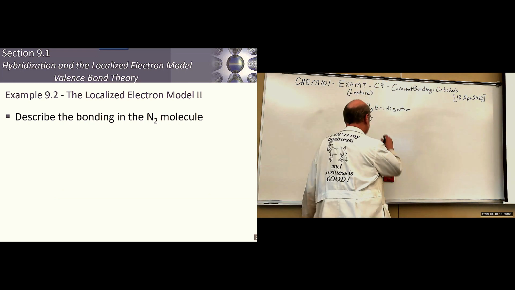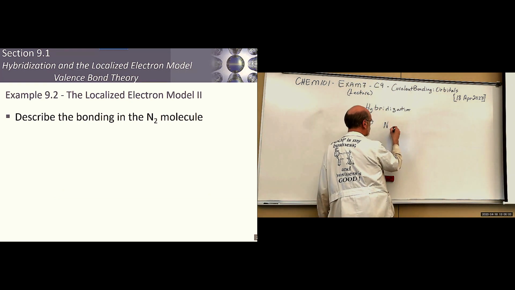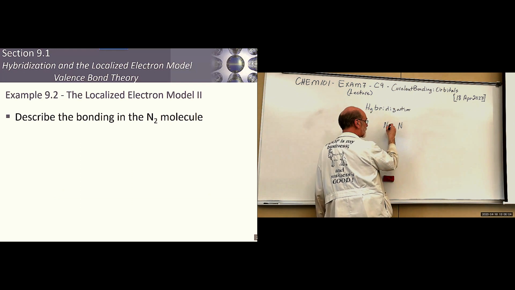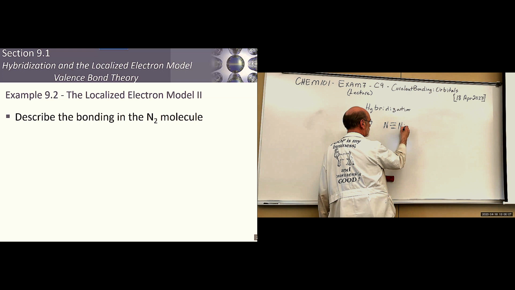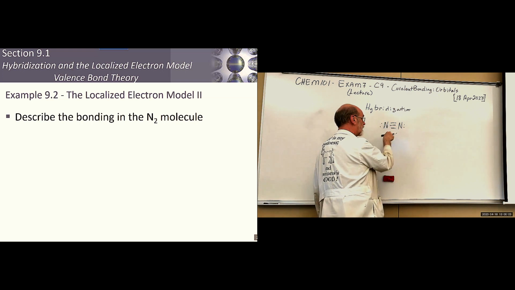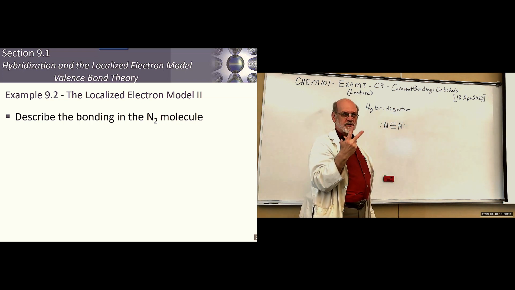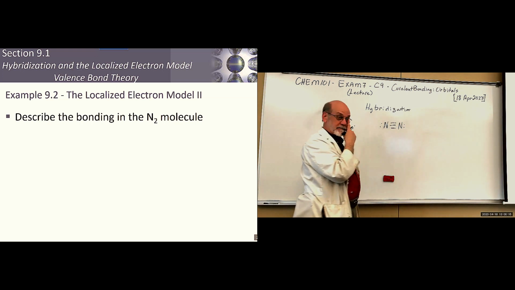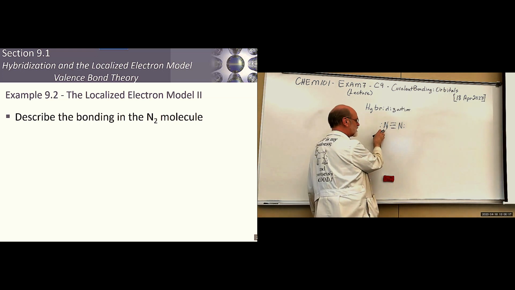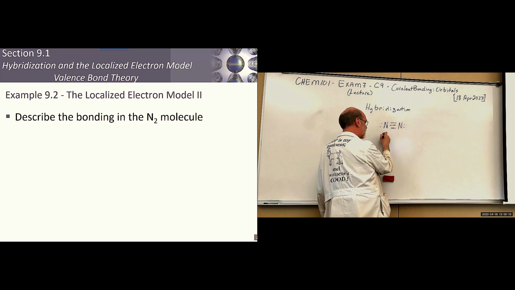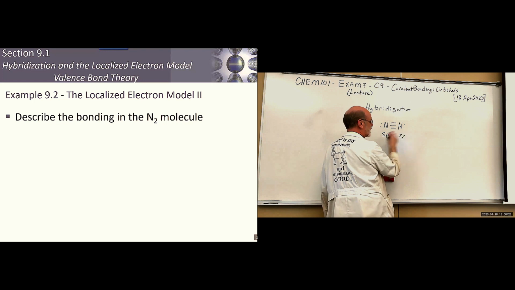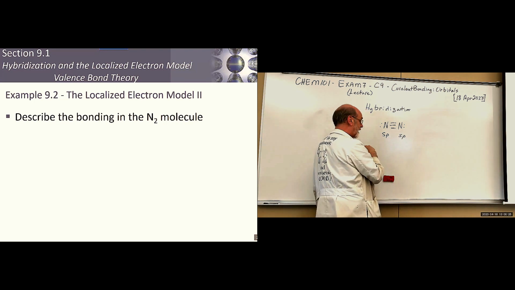Okay, the last one before we move on to something else. How about dinitrogen? We've drawn it before, and it has a triple bond, right? One sigma, two pi's, and a lone pair on the ends. And so how would we hybridize this nitrogen? It would have to be sp because it's linear. This one would be sp.